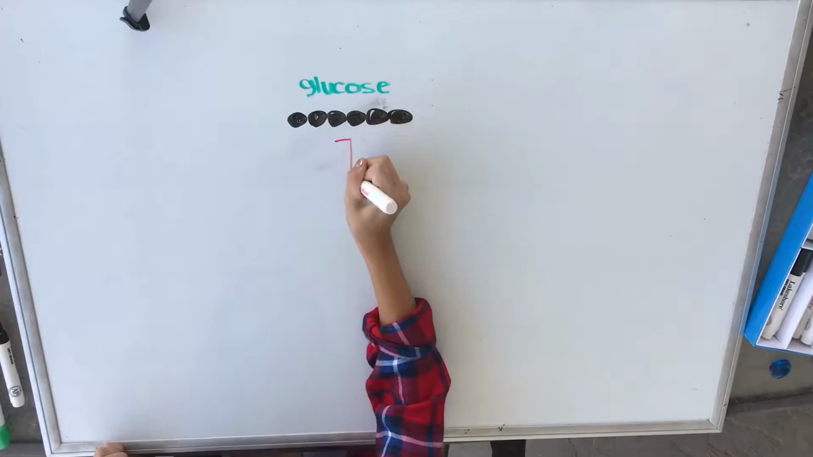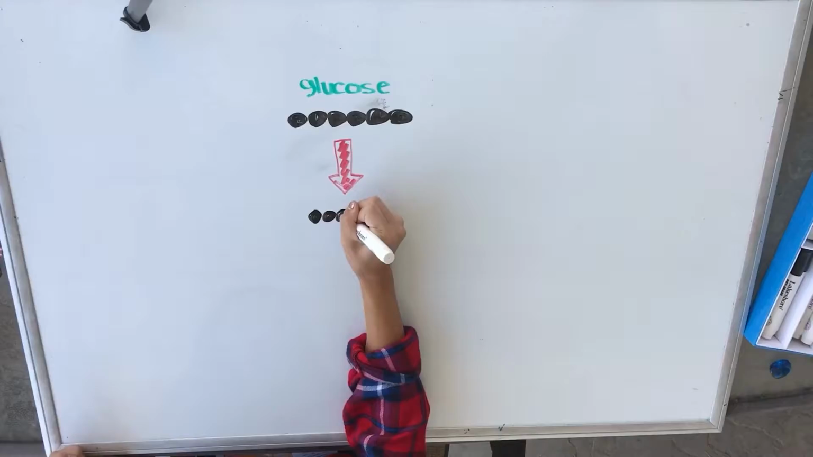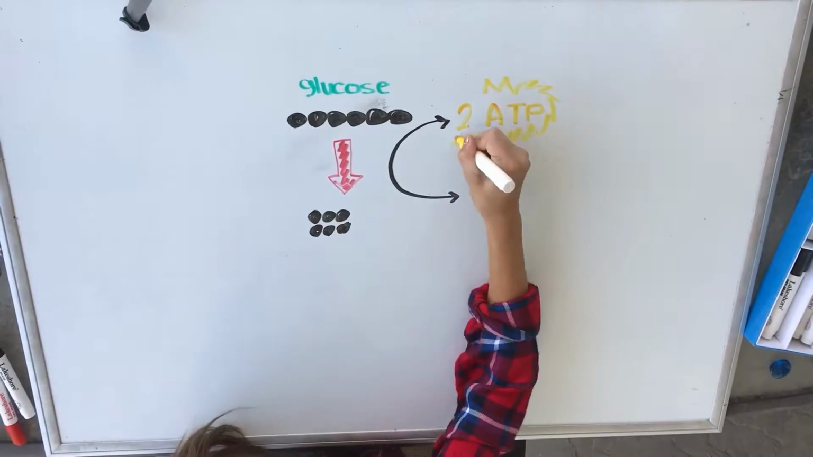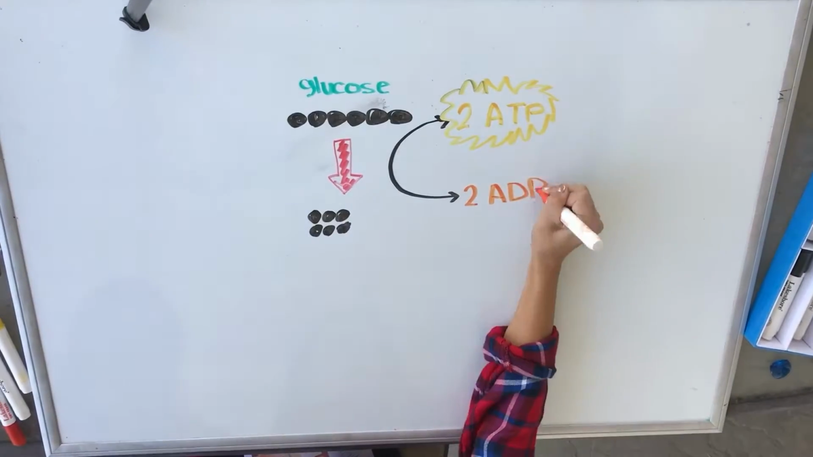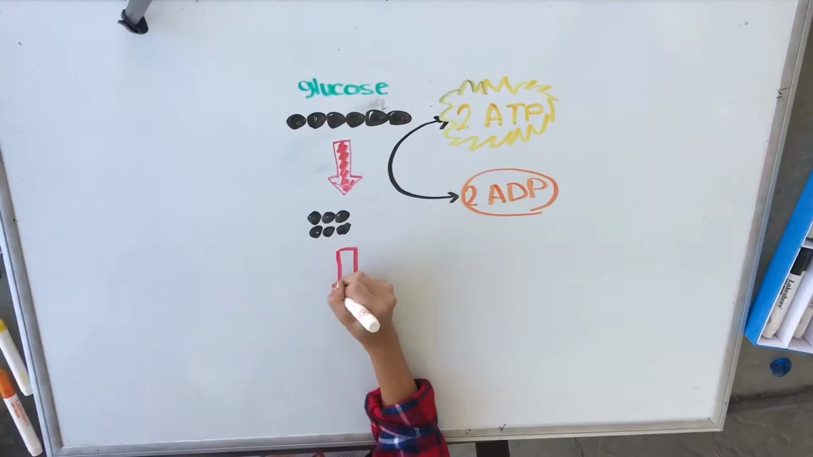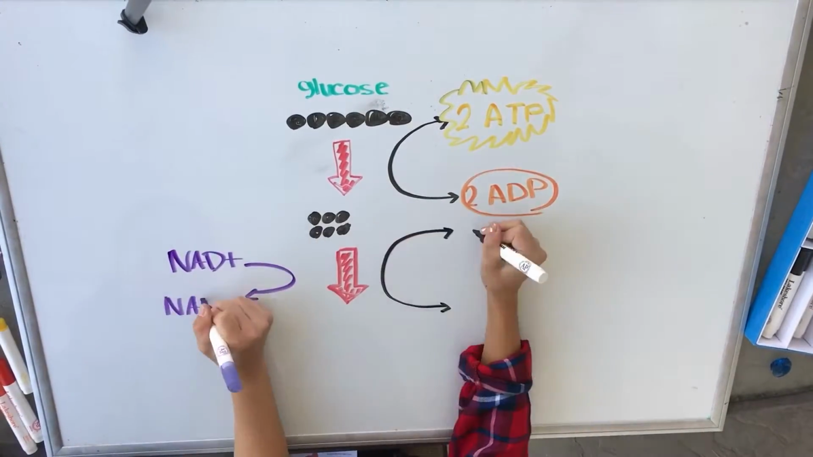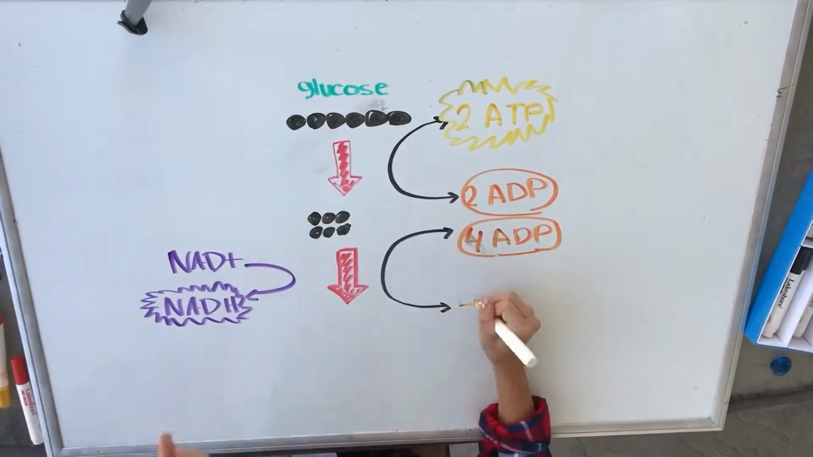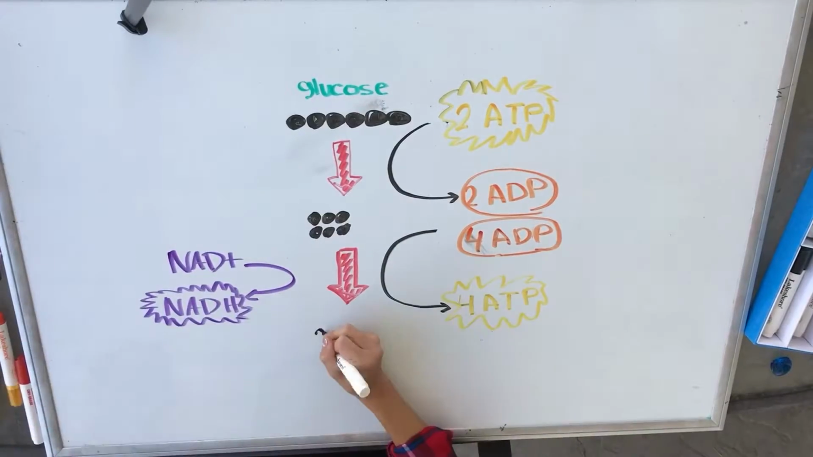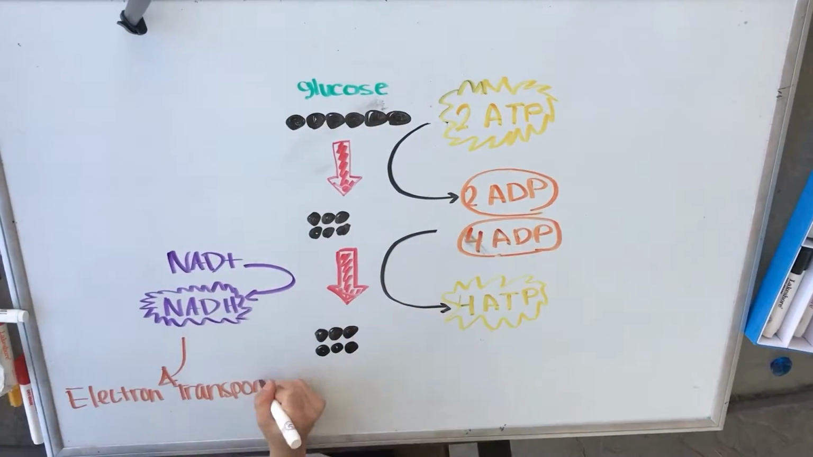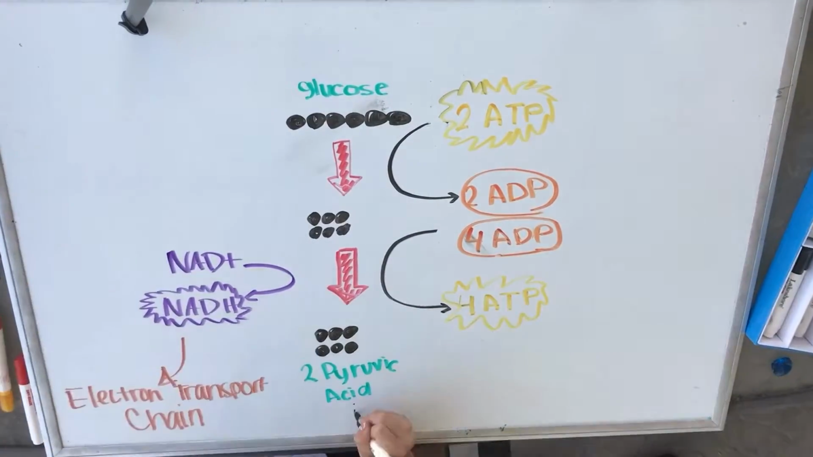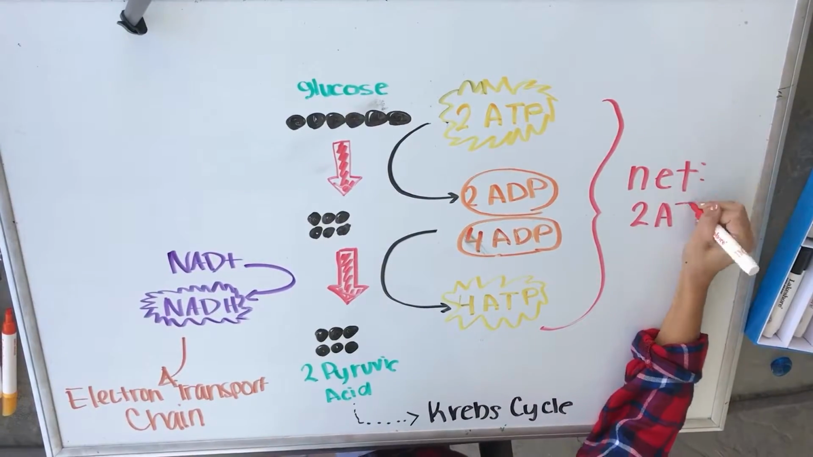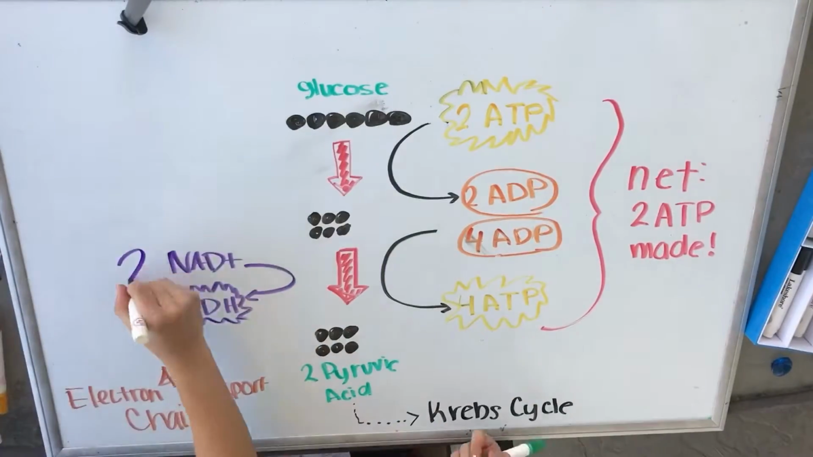This diagram shows this conversion, with two ATP molecules turning into ADP. Two NAD+ molecules turn into NADH, which continues to the electron chain, and four ADP molecules are converted into ATP. The NADH continues to the electron chain as an electron carrier, and the two pyruvic acids go to the Krebs cycle. In this process, there is a net gain of two ATP.